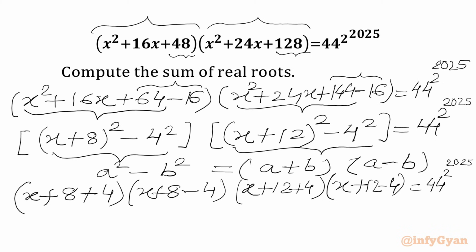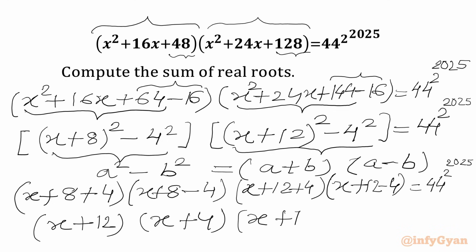8 plus 4 is 12, so here we will write x plus 12. 8 minus 4 is 4, so we will get x plus 4. Here we will write x plus 16, and here we will get x plus 8. And in the RHS we have 44 raised to the power 2 raised to the power 2025.